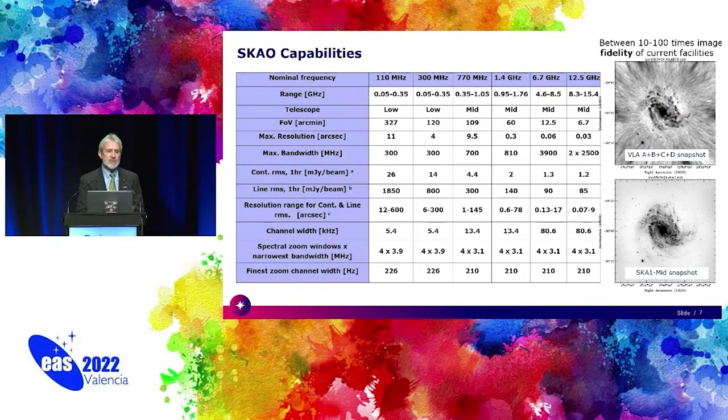performance. The design of the array configurations for both the low and mid-frequency components of the Square Kilometer Array are such that over this very broad range of angular scales, you achieve a nominal performance. And that really changes what you can do. A wide variety of applications can be addressed very, very effectively.